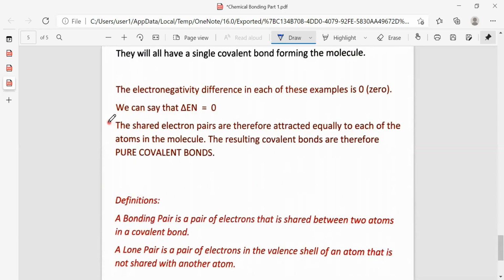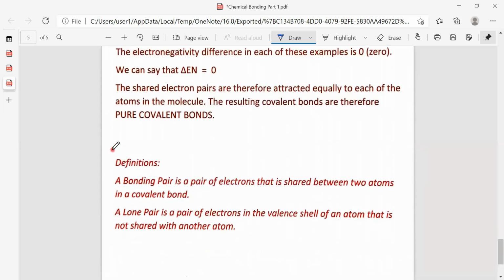The shared electron pairs in these 4 examples are therefore attracted equally to each of the atoms in the molecule. The resulting covalent bonds are therefore pure covalent bonds because the shared electron pairs are attracted equally to each of the 2 atoms in the molecule. There isn't an atom in the molecule that is pulling the shared electron pair more than the other one.